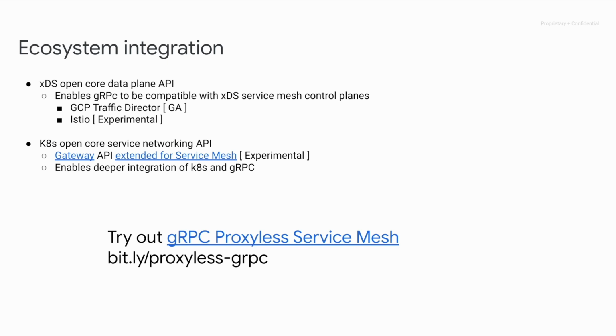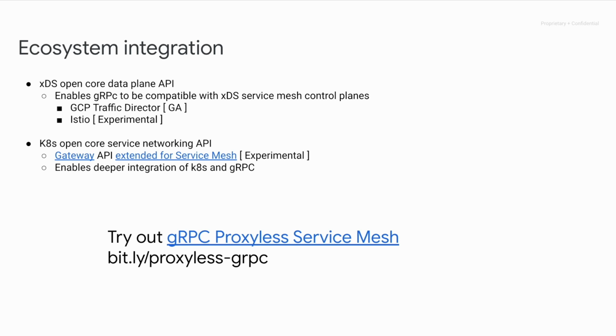Two good examples. I'm from Google, so I'm going to take a Google example first. A Traffic Director based service mesh product solution that's in GA. And there is an experimental support with Istio as one of the open source XDS control planes. There is an experimental support for gRPC with Istio in the open source.